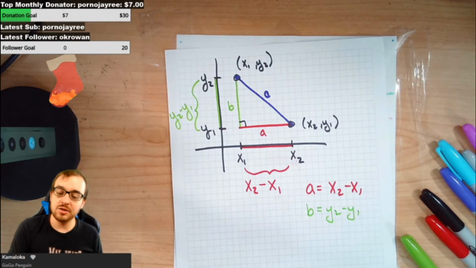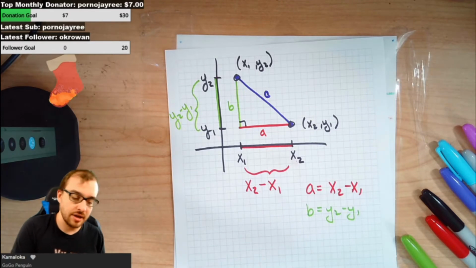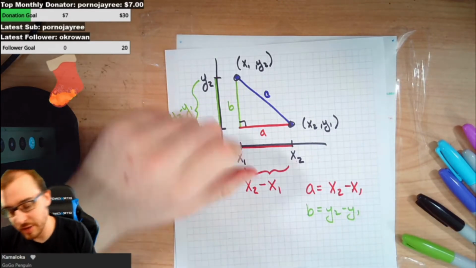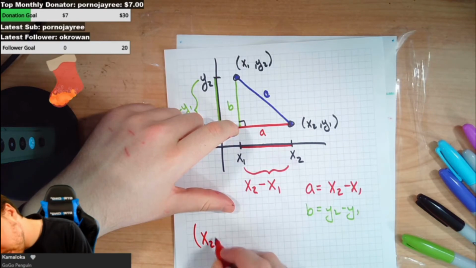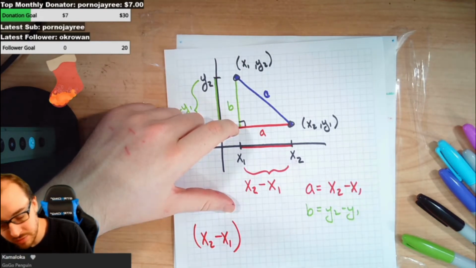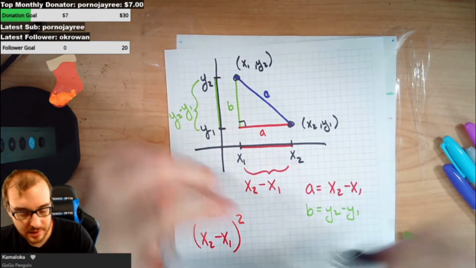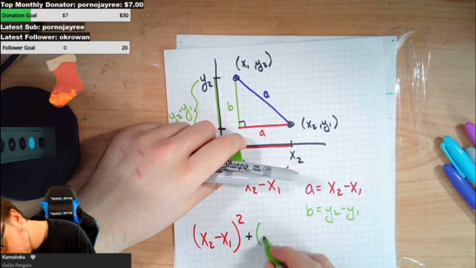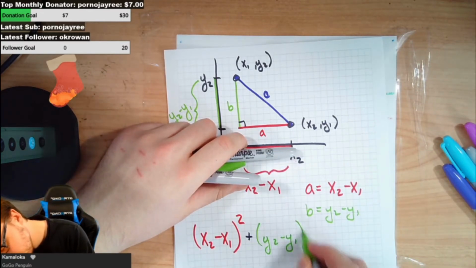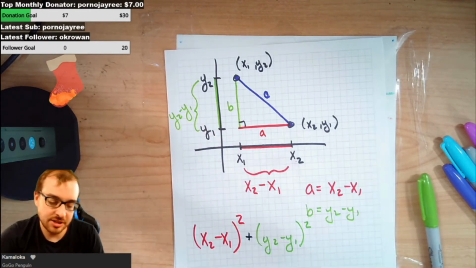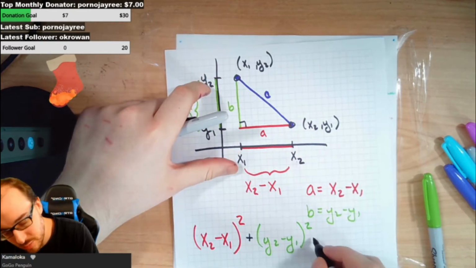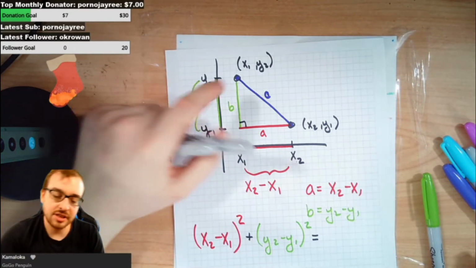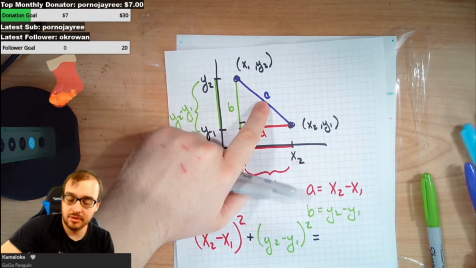Well, normally we write a squared plus b squared equals c squared to figure out Pythag, right? Well, instead of writing a squared, I'm going to write what a equals. It's whatever this is squared. Plus whatever b is squared. And what that is going to get us is c squared, this length squared. Now, obviously, I don't care about c squared. I just want c, right?